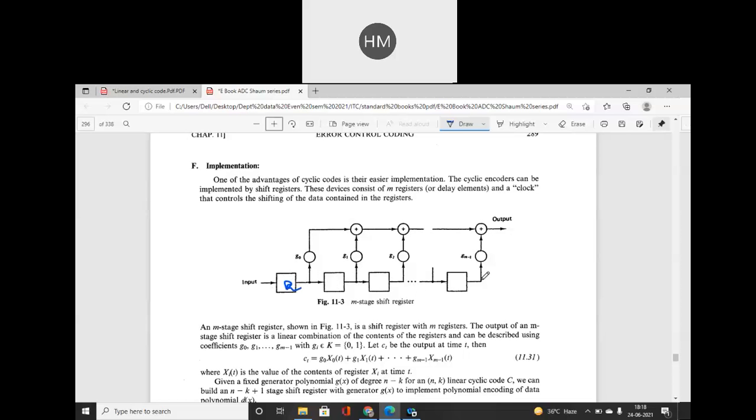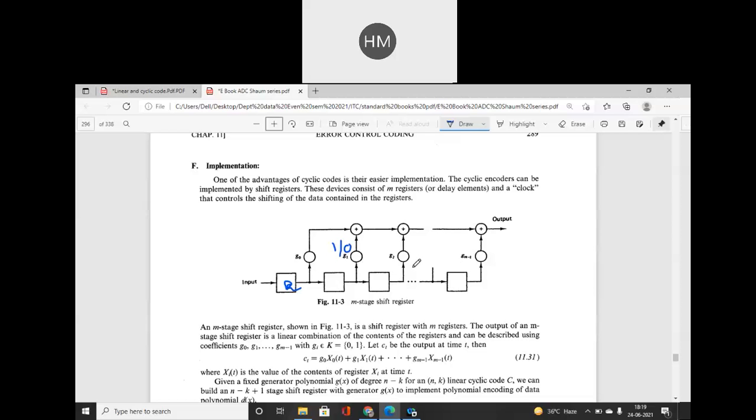ठीक है. A clock is applied, at the same clock all the data will be transferred. These are my generator polynomial values, 1 or 0. Here G0 is always 1. That is a basic condition. Others can be 1 or 0. If it is 1, this link is closed. You can see 1 means short circuit, that means I have to connect a wire. If there is a 0 in any of the generator polynomial, it will be open circuit. You can see here it's open circuit.